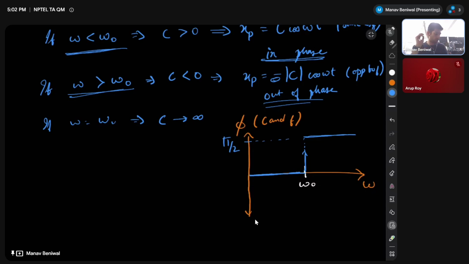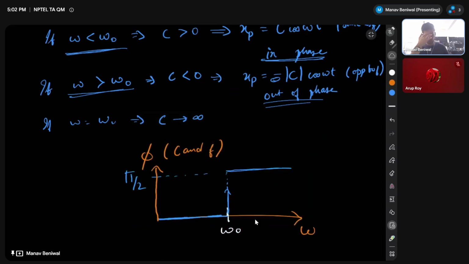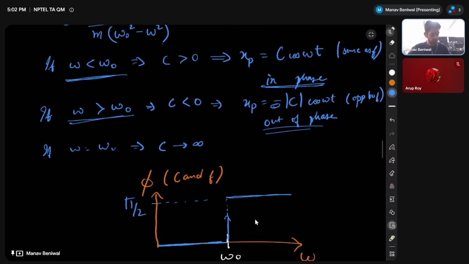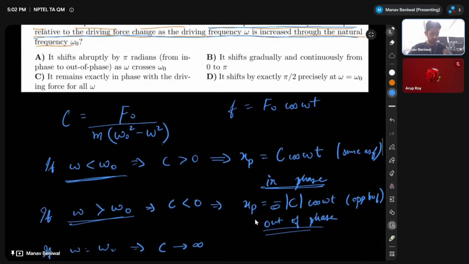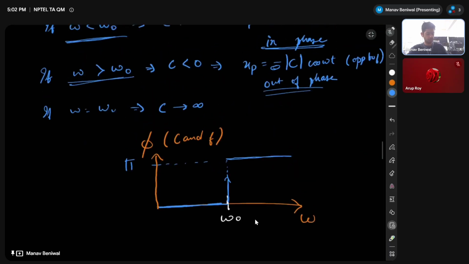So this is how this thing looks. Okay, so here you go. And now let us look at the options. Sorry, this will not be pi by 2, but because this is 180 degrees, this will be pi.